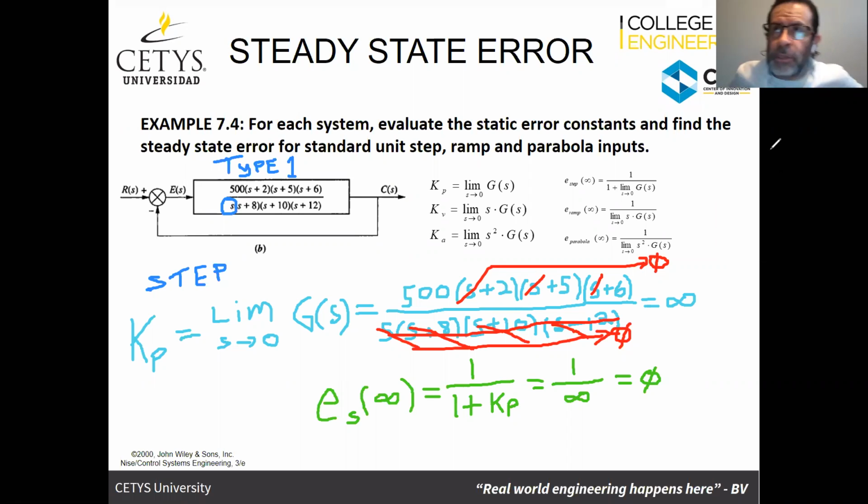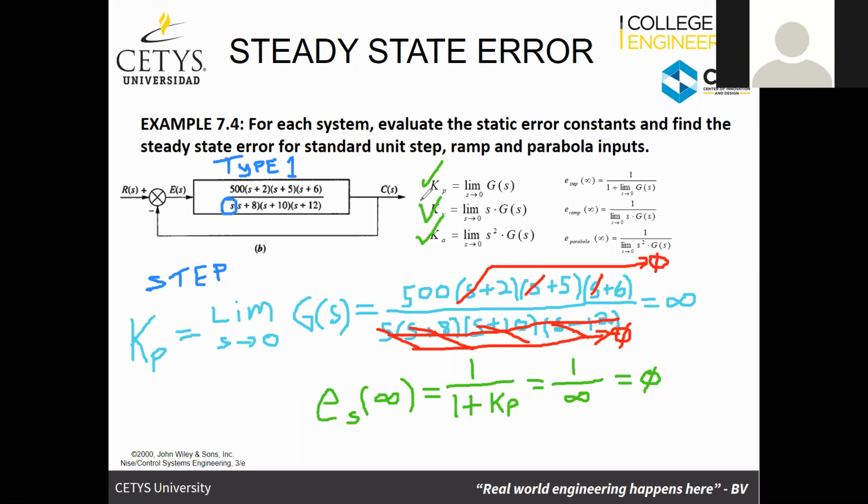Okay. So first off, 1 is the type. The type has to do with the S, and we define it as 0, 1, 2, etc. Depending on the type, it's how the system is going to respond in steady state to the step, the ramp, or the parabola. So depending on the type is how the system is going to respond to each situation.